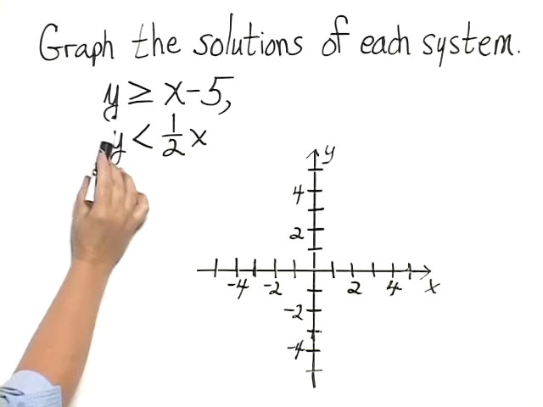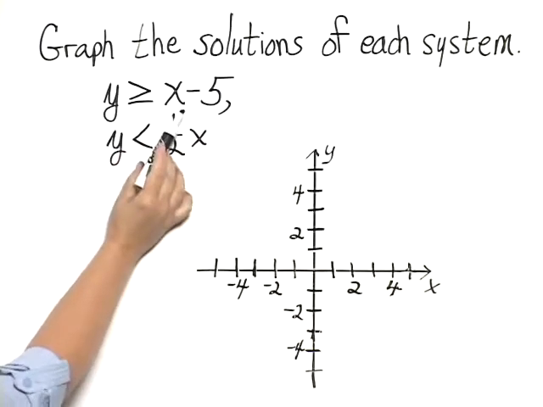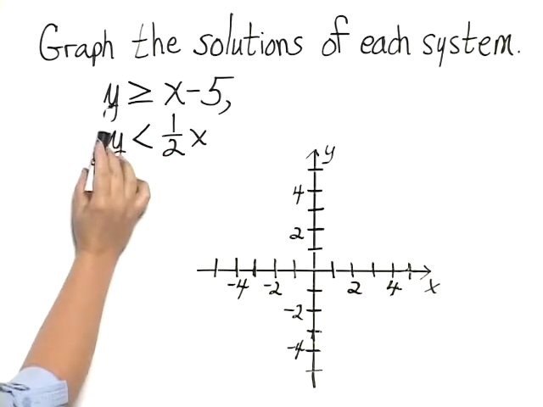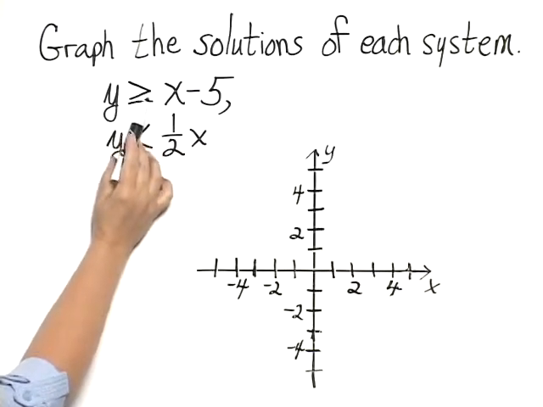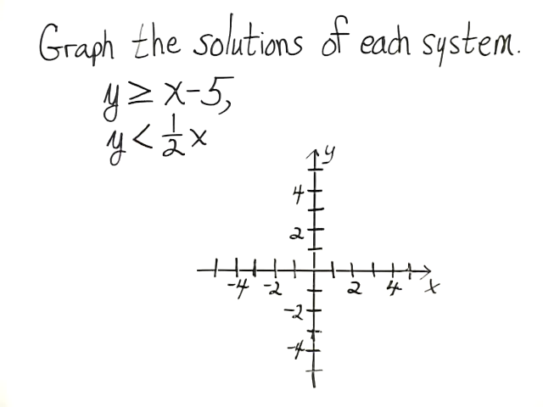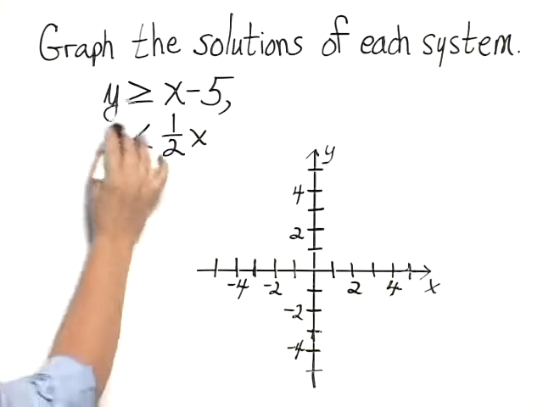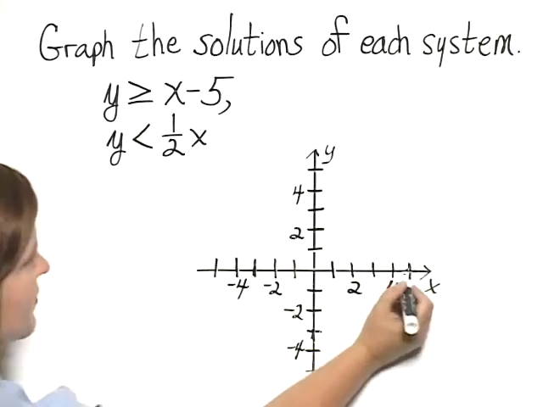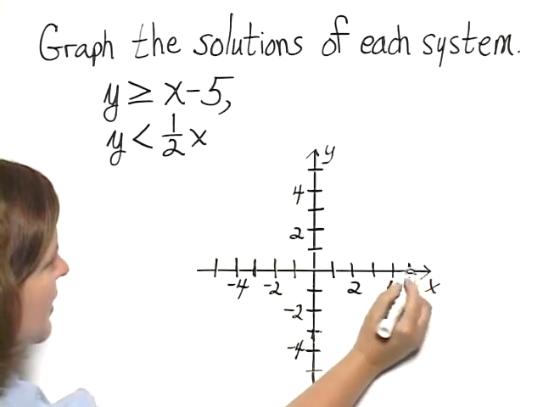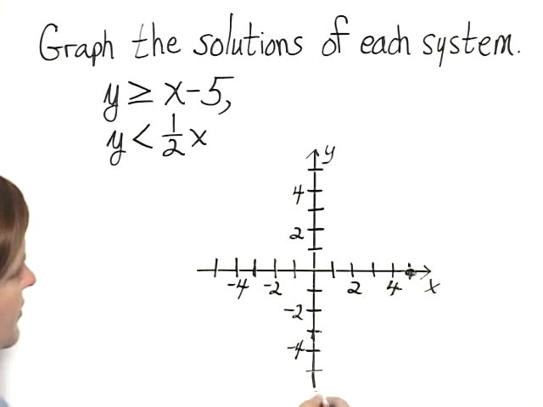We're going to graph the line y equals x minus 5 to start with, and that is going to be drawn as a solid line because the inequality symbol is greater than or equal to, not strictly greater than. This line y equals x minus 5 has an x-intercept of (5, 0) and a y-intercept of (0, -5).